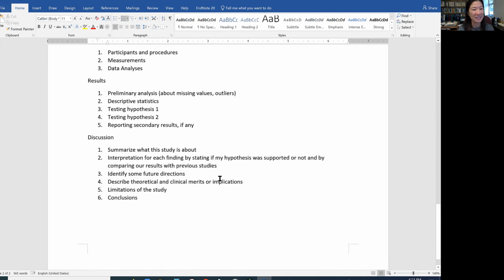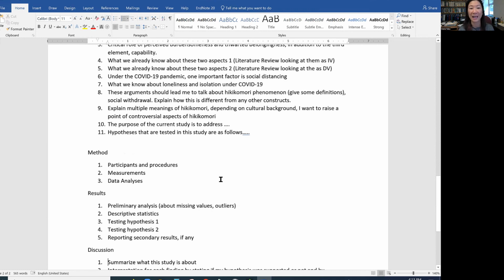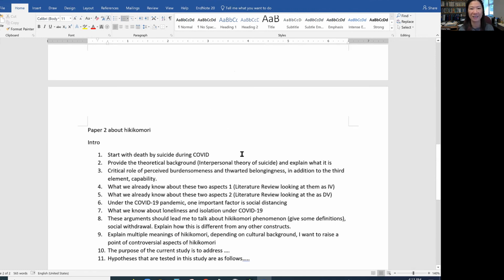So these are just examples of an outline, but I highly recommend that whenever you work on a manuscript, you spend 20 or 30 minutes making an outline before you actually start working on the manuscript. I hope this helps.